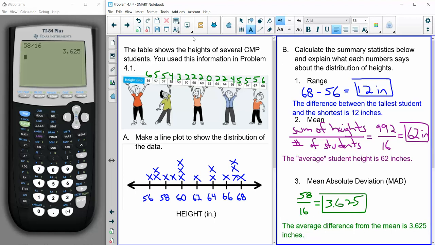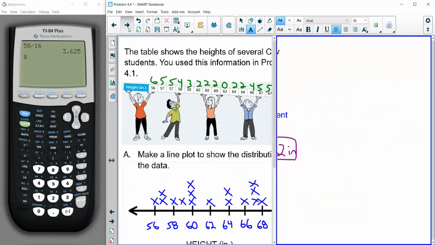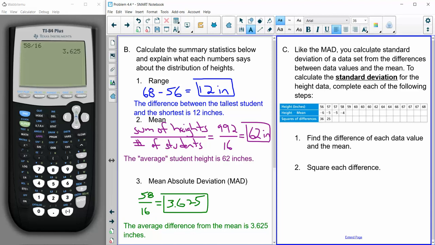All right, let's move on to the next thing here. Like the MAD, you calculate standard deviation of a set of data from the differences between data values and the mean. To calculate the standard deviation for the following height data, complete the following steps. 1, find the difference of each data value and the mean. We just did that. So I'm going to do it again. I'm just going to write these numbers real quick. But notice they're not ignoring the negative.